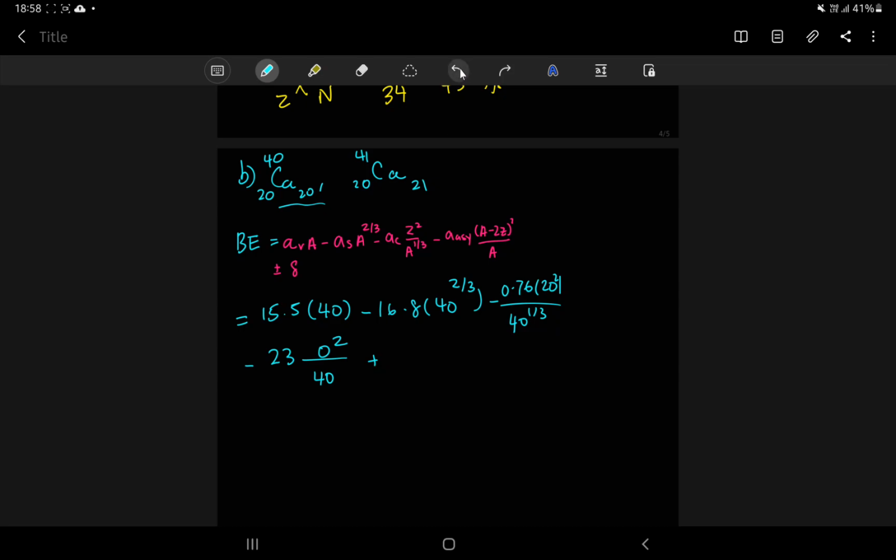Plus or minus for the pairing term: it's plus, because the binding energy increases for even-even nuclei, where the proton and neutron numbers are both even. So the binding energy adds up. The delta is plus 11, zero, or minus 11. In this case it's plus 11. So let's evaluate the value.